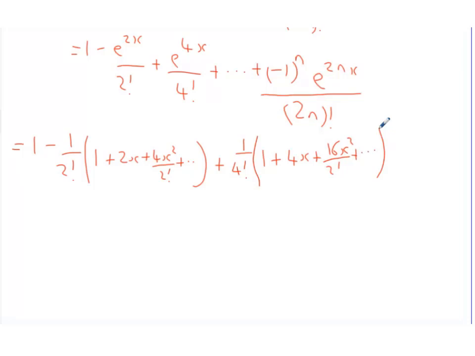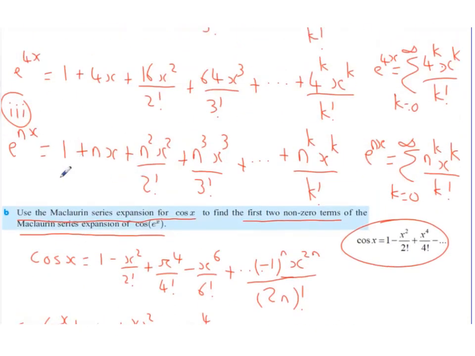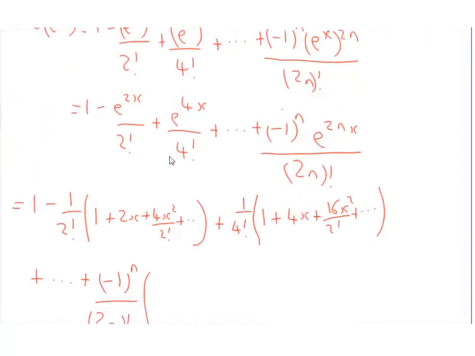And that just continues. So now the final term is going to be plus dot dot dot plus, and you're going to have minus 1 to the n over 2n factorial. And then we've got the power series for e to the 2nx. Well, we know what the power series for nx looks like. It goes 1 plus nx plus n squared x squared over 2 factorial.